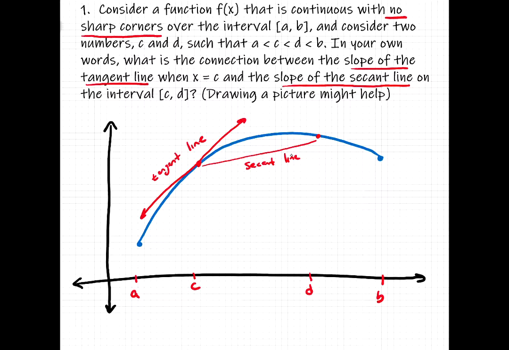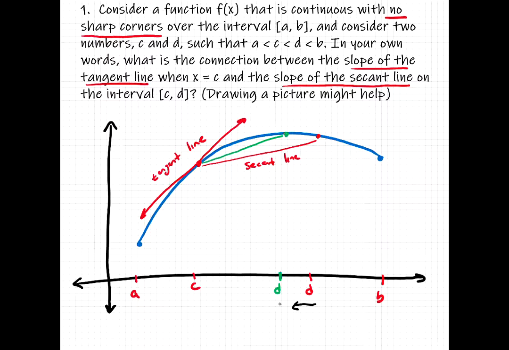But what happens as D gets closer and closer to C? So what about if D was maybe right about here? I don't want to use blue because the graph is blue. Let's use green. Let's say D is right here. Well, now the secant line looks like this. The slope is different still from the tangent line, but it's closer than the first secant line that I drew.